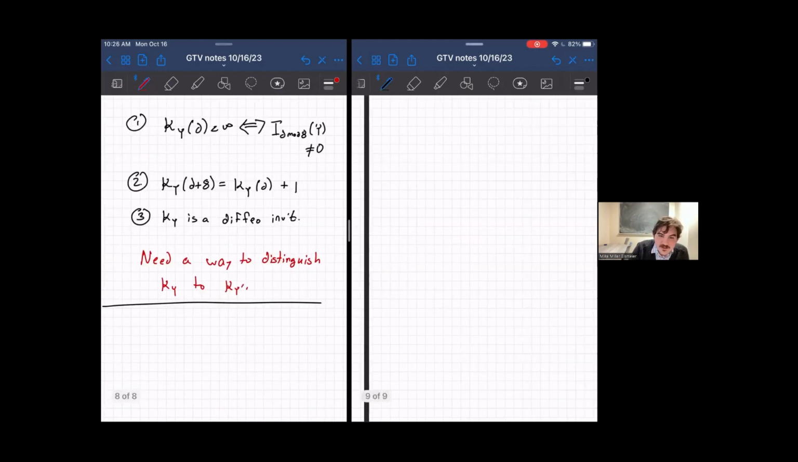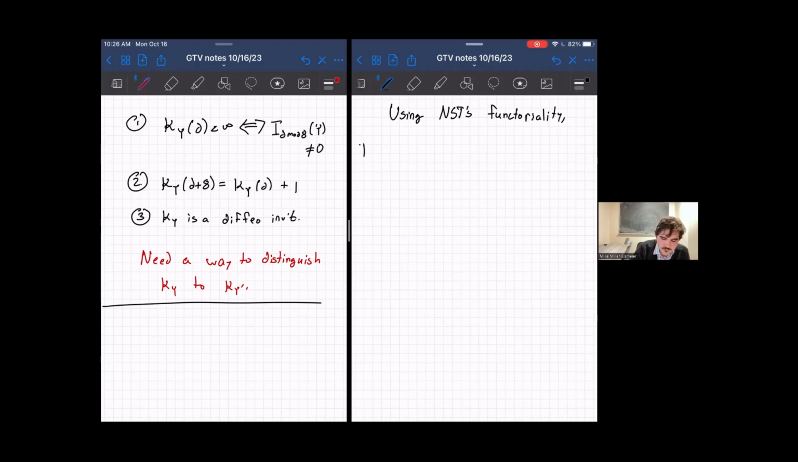The way of distinguishing these that I have in mind, and another thing I think I forgot to mention earlier, is that this is all joint work with Ty Lidman, is using the functoriality of Nozaki, Sato and Taniguchi. We prove the following theorem, allowing us to distinguish these manifolds.